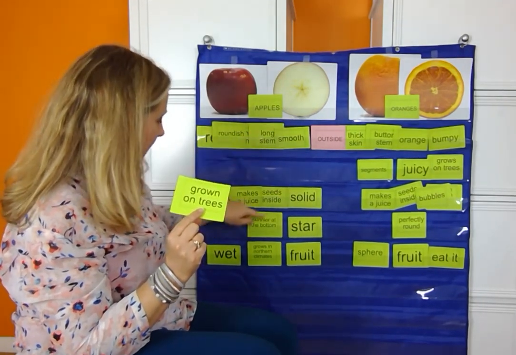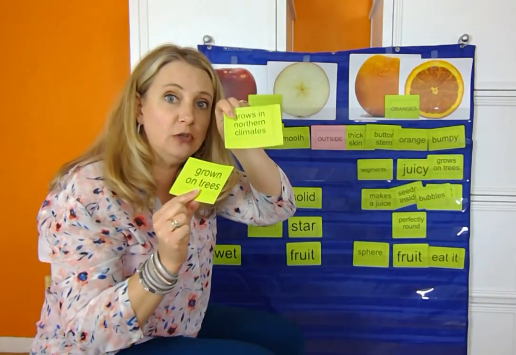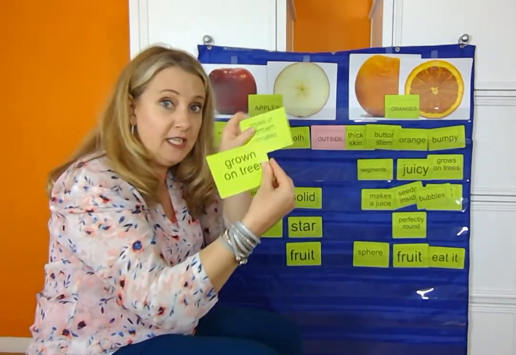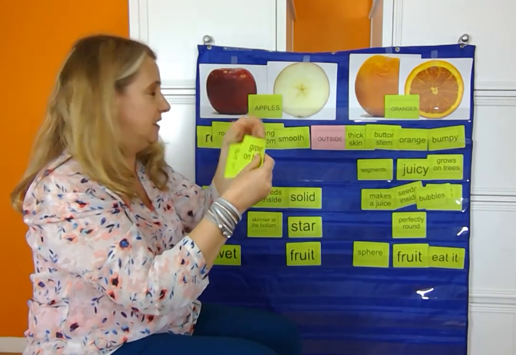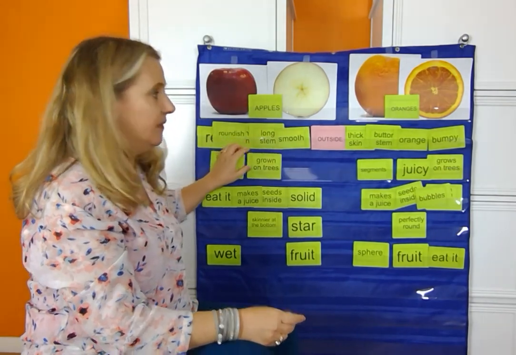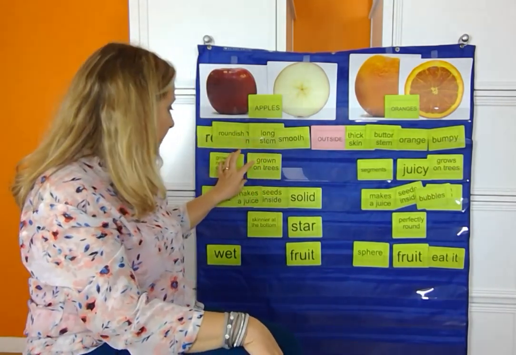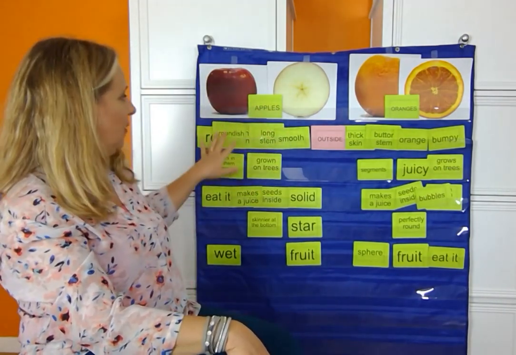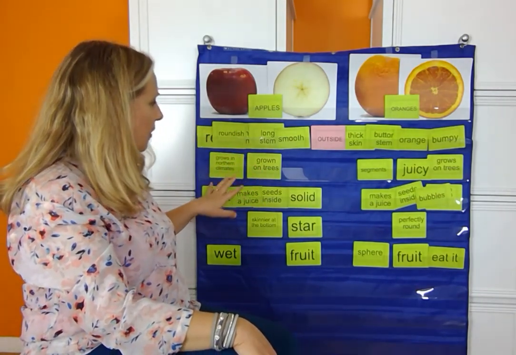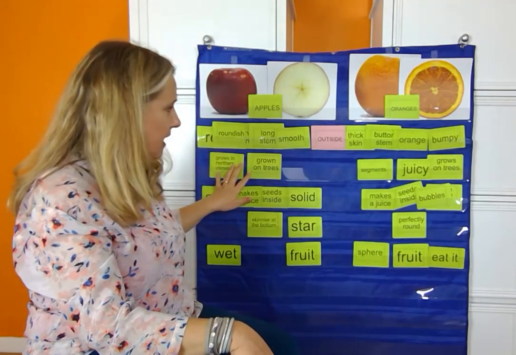Star, that's the inside. Oh, here we go. Grows in northern climates. It grows on trees and it's grown in northern climates, like the northern part of the United States. Well, let me see. That could be a group. It's only 2. It's not as many as what we had up here, but that's fine. You don't have to have a whole bunch. You have to have more than one, okay?